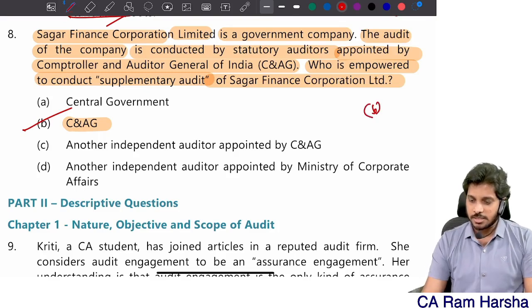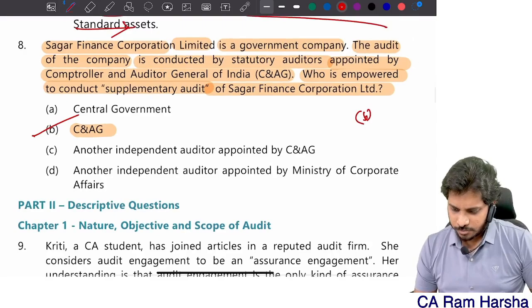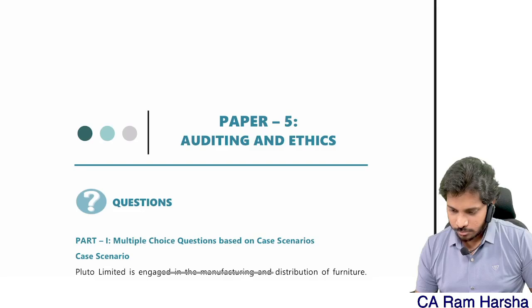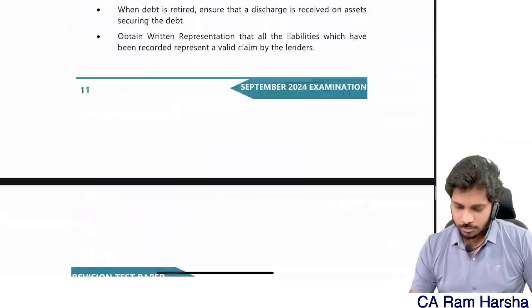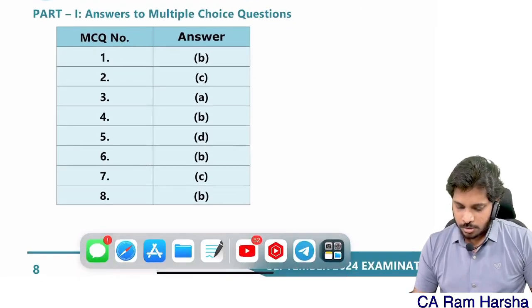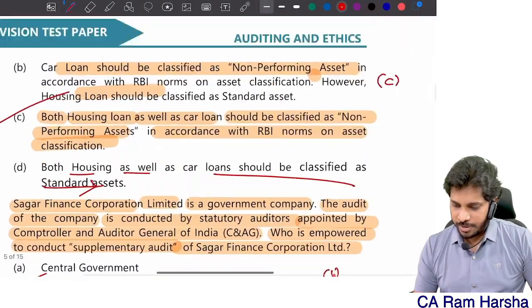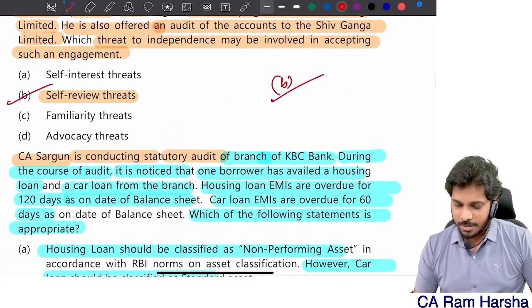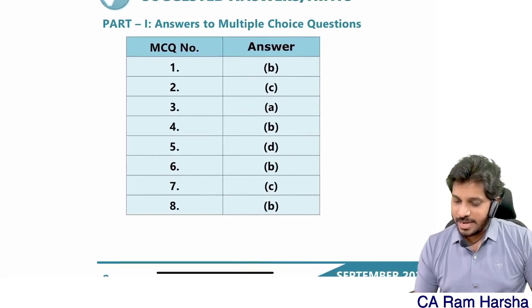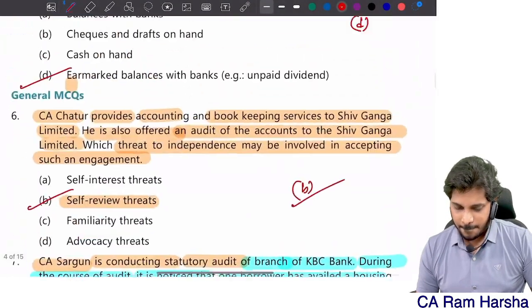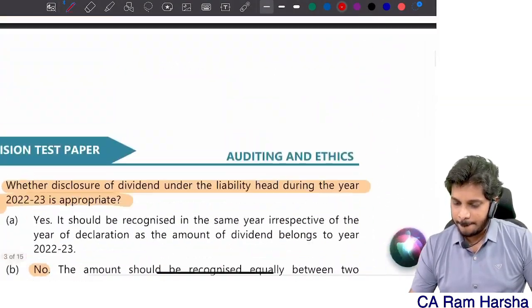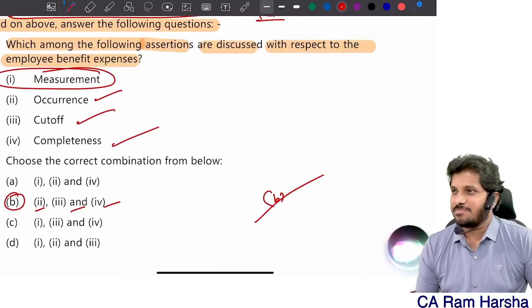So we'll see the answers. So B, C, B, C, B, yes. Okay. Next, D, D, B, A, C, B. D, B, A, C, B. Perfect. Easy. The basic MCQs.